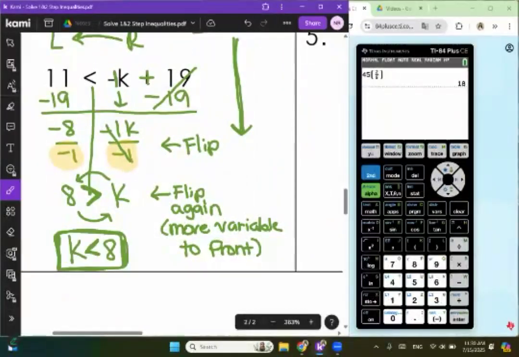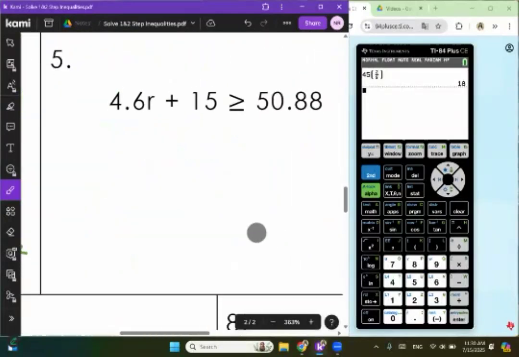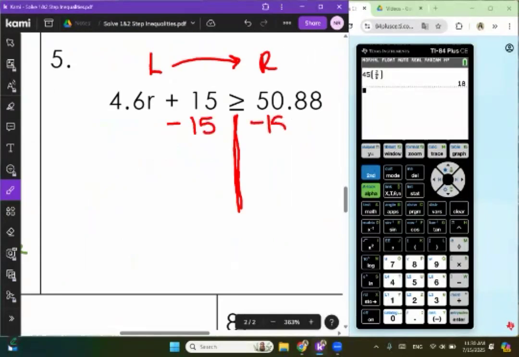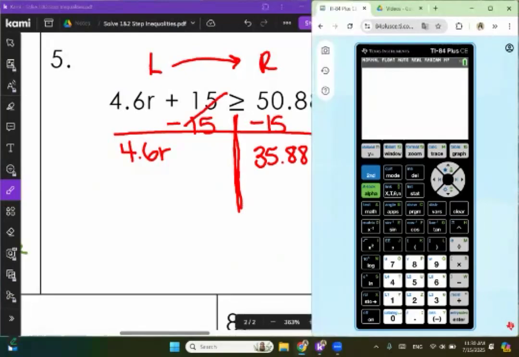Pick another color. Ready to go. Number 5. Remember, you can always slow down the playback or you can pause, repeat, whatever you need to do. All right. Our variable's on the left, so that means our numbers need to move to the right. The constant is the 15, opposite of plus, minus. Complete it, clean it up. 4.6 R zeros out. 50 minus 15, 35.88. Not a big fan of decimals, but it is what it is.